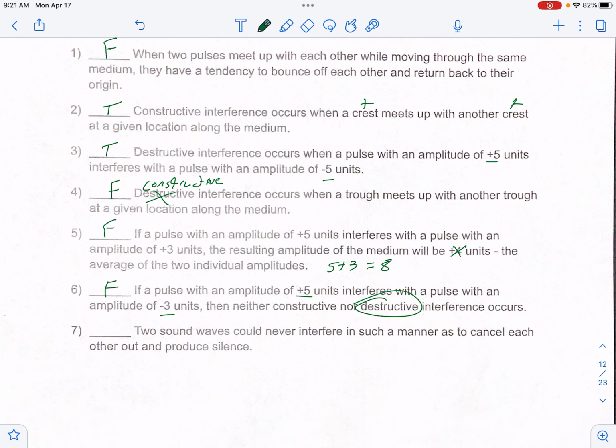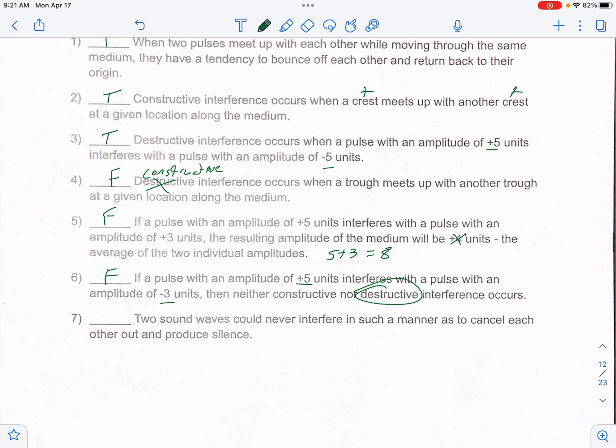7, two sound waves could never interfere in such a manner as to cancel each other out and produce silence. So this is going to be false right here, because this is basically how noise canceling headphones work. Basically it's matching a frequency or a wave to cancel out the incoming sound waves.